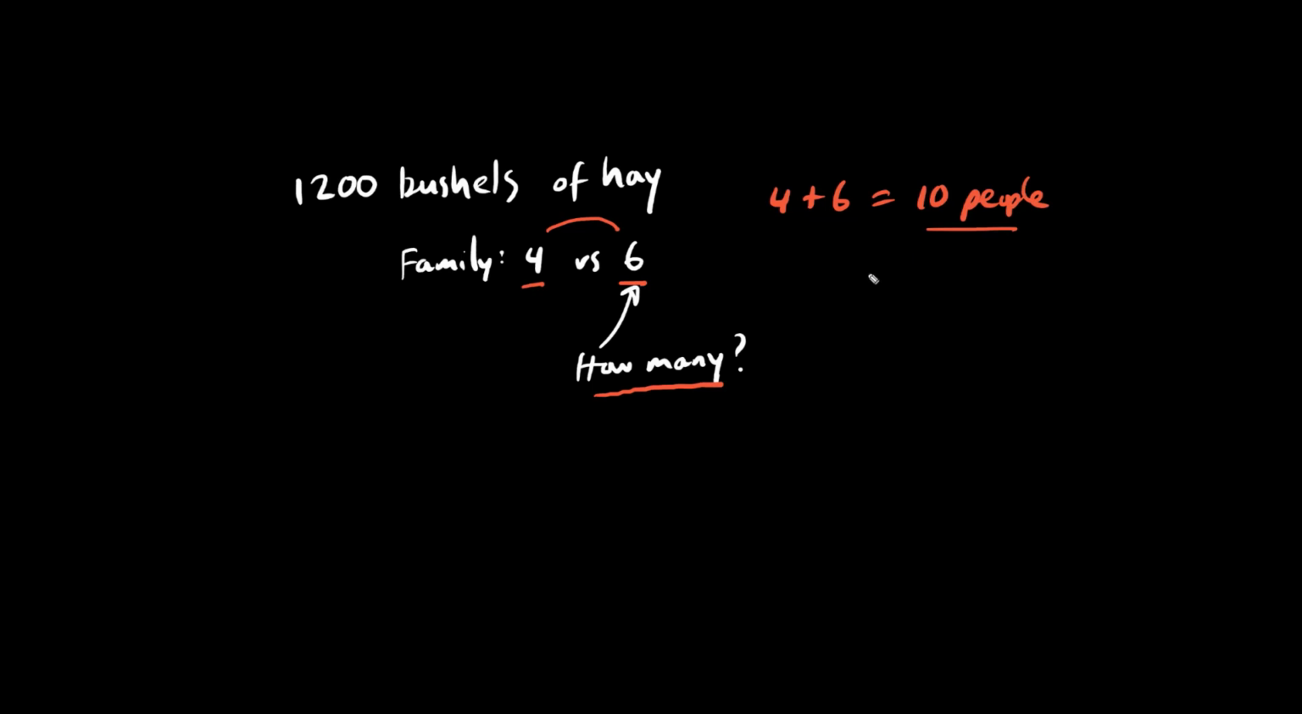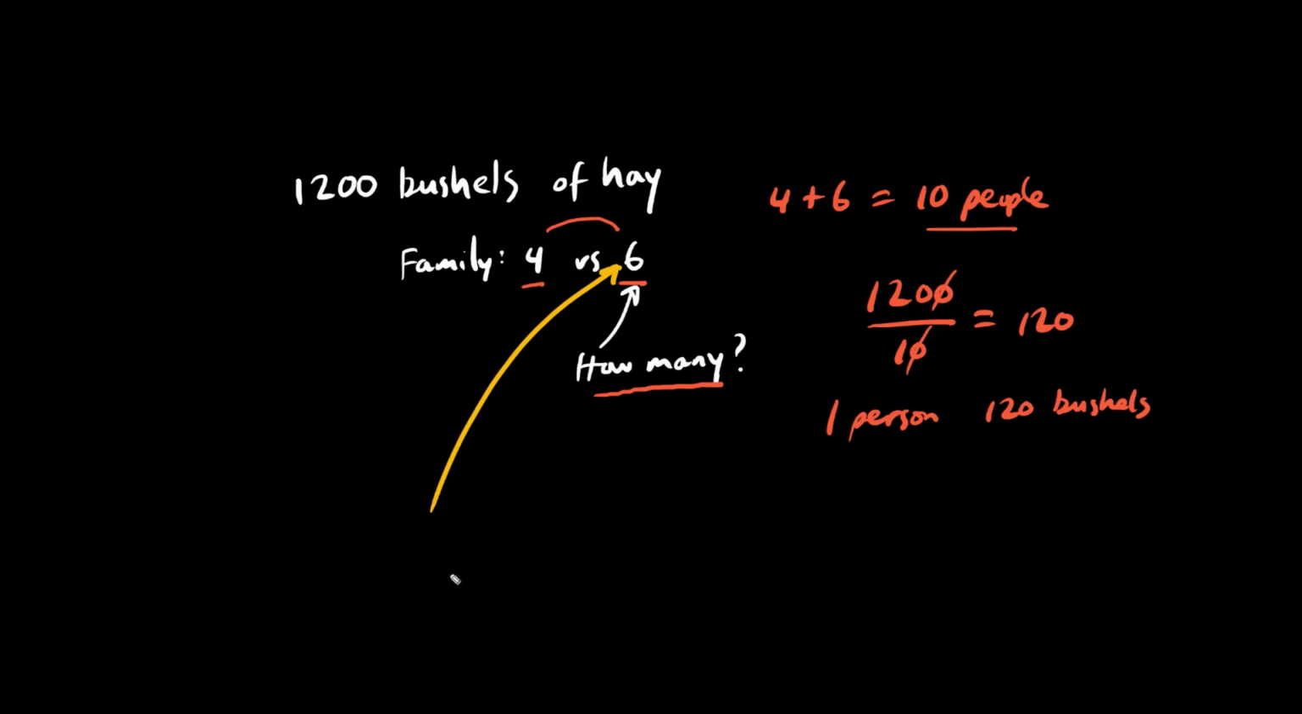Let's calculate how much one person should get. So if 1,200 bushels need to be shared with 10 people, let's divide by 10 to find out how much one person should get. We cross off a 0, so that means the answer is 120. One person should receive 120 bushels. So the family of 6 people should receive 6 times 120, which is 720 bushels of hay.